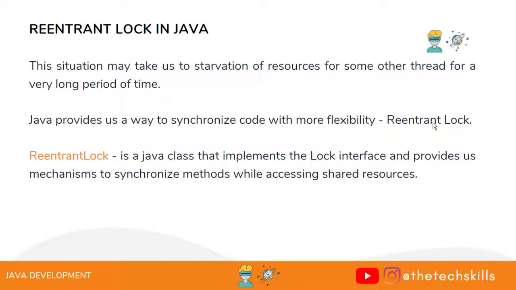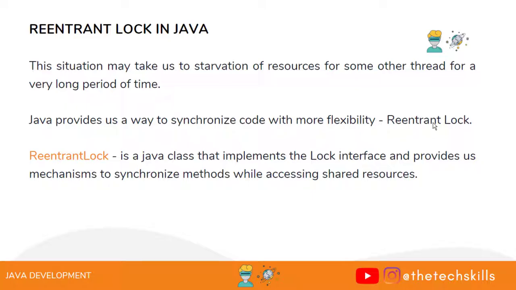Well, a thread tried to get the access to that resource at 4 p.m., but another thread was granted the access for the same resource. The thread arrived later than the thread that arrived at 4 p.m. So the thread that arrived at 4 p.m. would get that starvation state, because it would be waiting for a long period of time, and that's not fair for us. Java provides us a way to synchronize code with more flexibility.